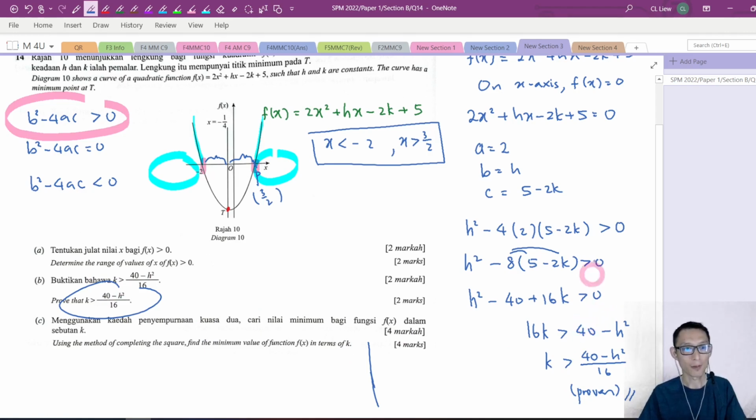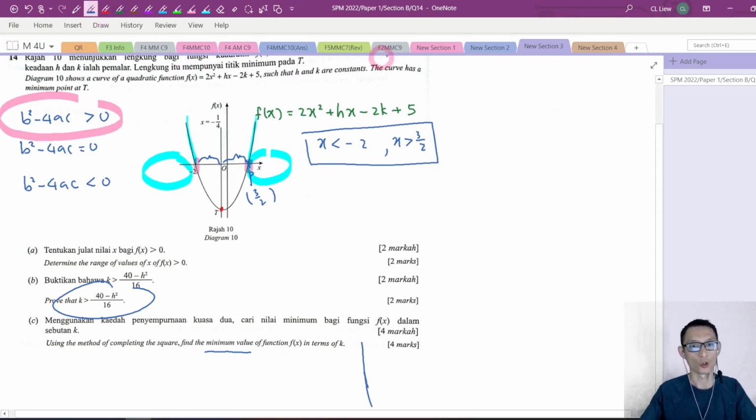Now let's go to the last part. Again, we need to use completing the square to help us to find the minimum value. Okay, so this is the minimum value. It means that we only want the last part. We don't have to give the coordinates of the minimum point. We just need the minimum value.